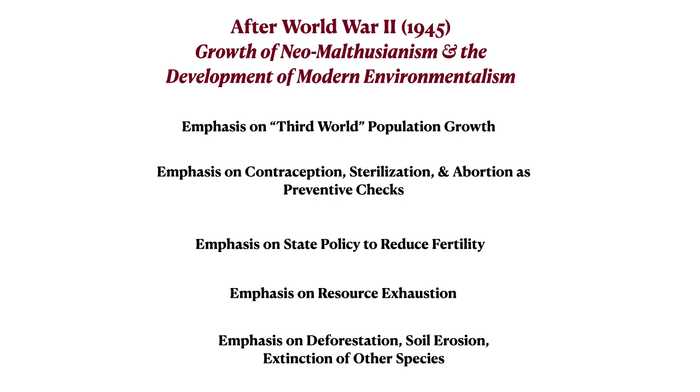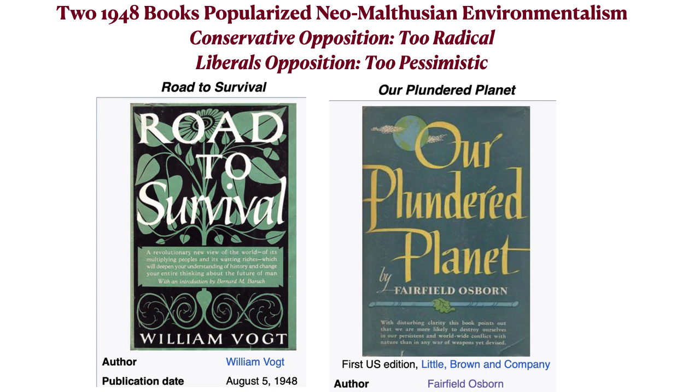And shortly after the end of World War II, in 1948, two books were published in the United States that popularized what we might call Neo-Malthusian environmentalism. One was William Vogt's Road to Survival, and the other is Fairfield Osborn's Our Plundered Planet. These are books that are considered by environmentalists as some of the first strong modern environmentalist statements, and really set the tone for environmentalism. They had an impact, but not a huge impact when published. Conservatives thought that they were much too radical, and liberals often thought they were much too pessimistic. So neither major side of the political spectrum was particularly open to this interpretation.